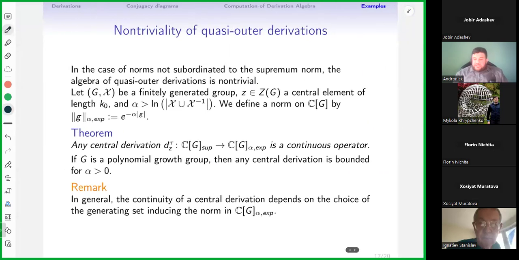These are results from me and my student Alexei Nayanzin, and we considered such norms, which, of course, are not subordinated to the supremum norm. And in such norms, all central derivations, for example, are bounded, not just Leibniz.